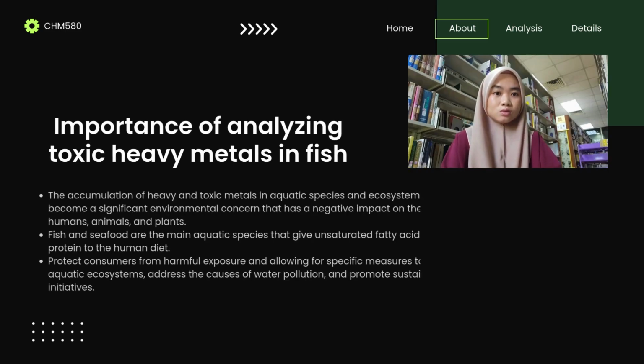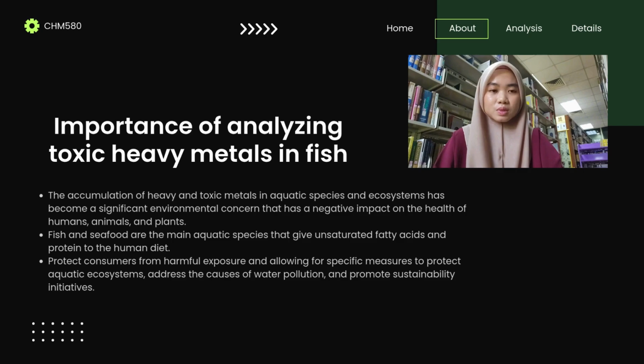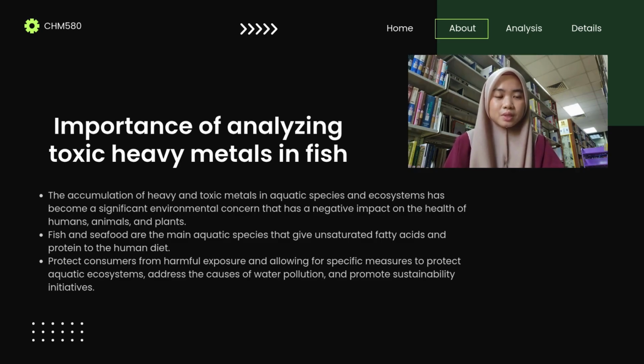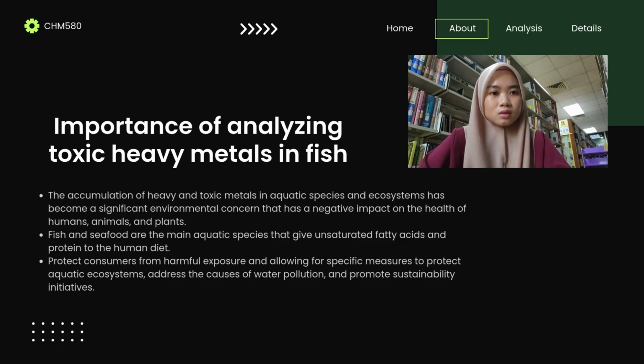In recent decades, due to the increase in industrialization, urbanization, and agricultural wastewater, the accumulation of heavy and toxic metals in aquatic species and ecosystems has become a significant environmental concern that has a negative impact on the health of humans, animals, and plants. Fish and seafood are the main aquatic species that give unsaturated fatty acid and protein to the human diet, and their consumption has grown over time because of their many beneficial nutritional and medicinal properties.